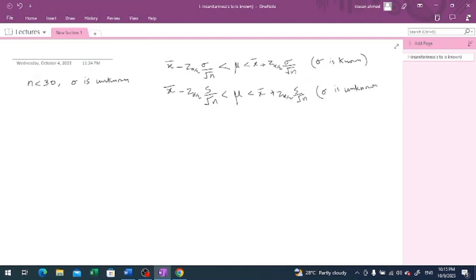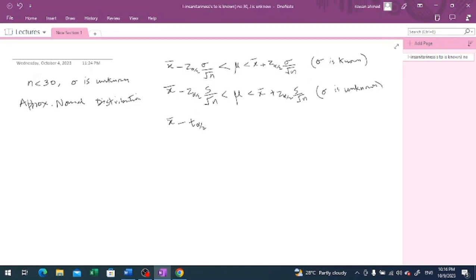But when we are not given sigma anywhere in the question and n is less than 30, one more thing we need to make sure is whether the sample data follow an approximately normal distribution. When the sample data follow an approximately normal distribution, we use the T distribution, and we'll definitely talk about the T distribution. But what amendments are desired in the formula, we need to first focus on that.